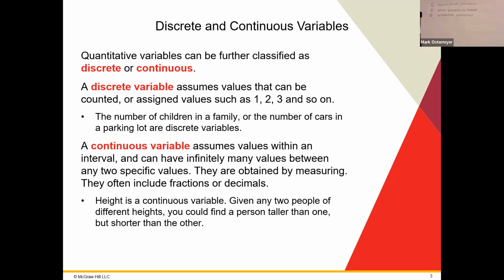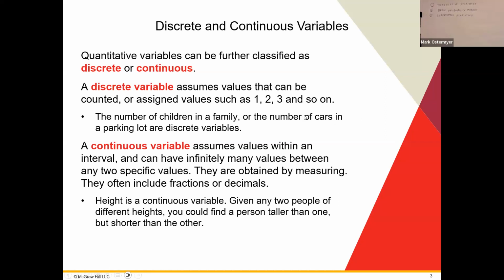The number of cars in a parking lot. There's no such thing as having a fractional or decimal number of cars in a parking lot. It's either you got no cars, 1 car, 2 cars, 3 cars, 4 cars. These are all examples of discrete data, right?